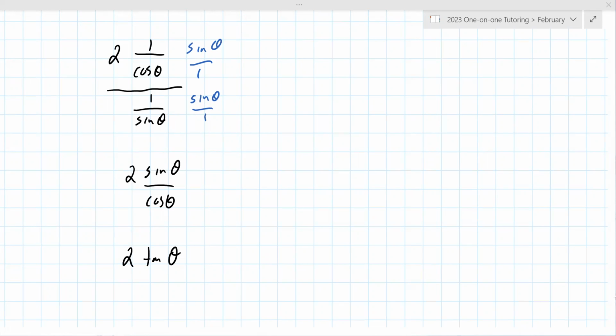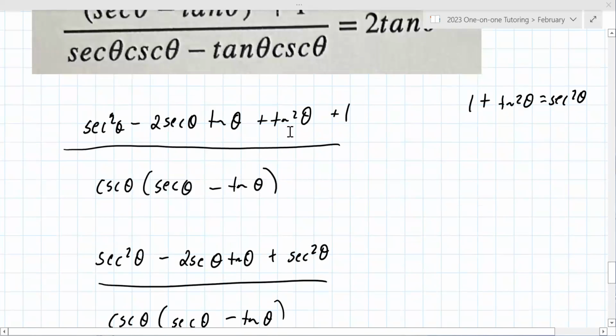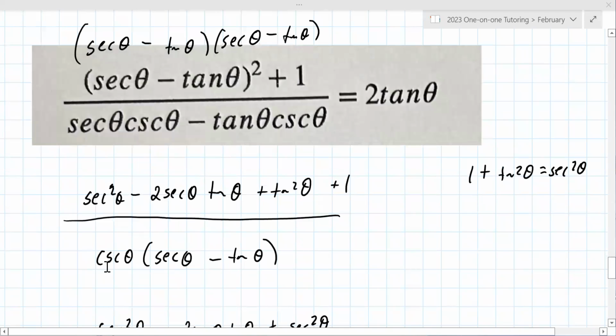But what exactly did you do for the second step? Tell me where. This line. So yeah, I factored out cosecant theta from the bottom. The top I just foiled, multiplied secant theta minus tangent theta times secant theta minus tangent theta. Oh, okay. So secant squared minus 2 secant. So you want to FOIL when you see it, like, for example, secant theta minus tangent theta, the second power. Yes, almost always.